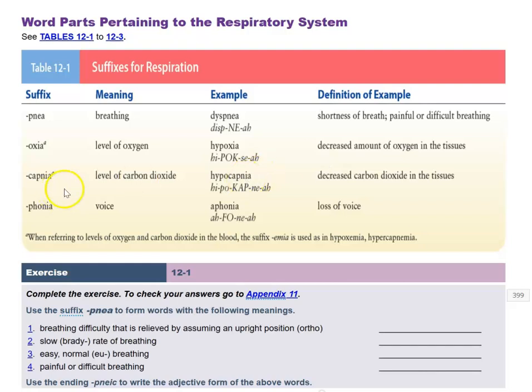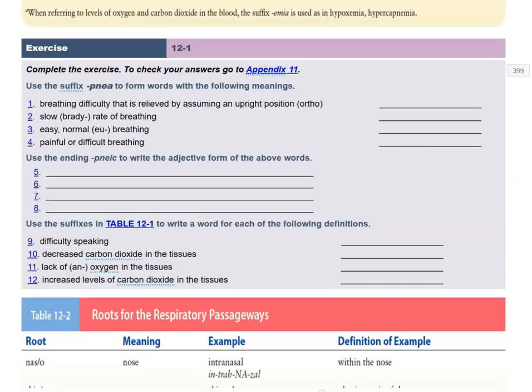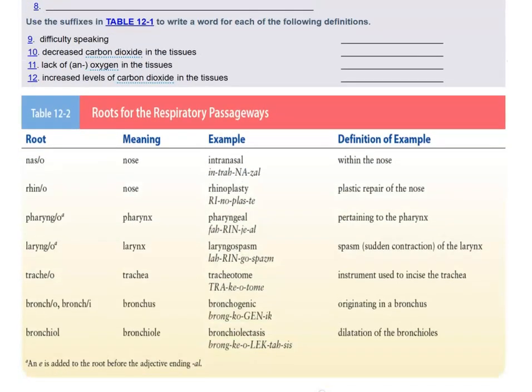Hypocapnia. So capnia is a level of carbon dioxide. They measure this in the operating room. They want to make sure no one gets too low in carbon dioxide exchange when you're under anesthesia. Phonia is a voice, so aphonia is loss of voice. All right. Exercise 12:1. You can certainly do that.